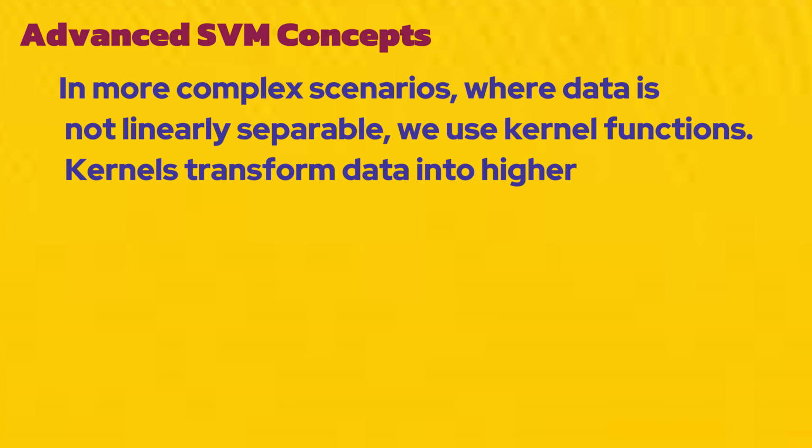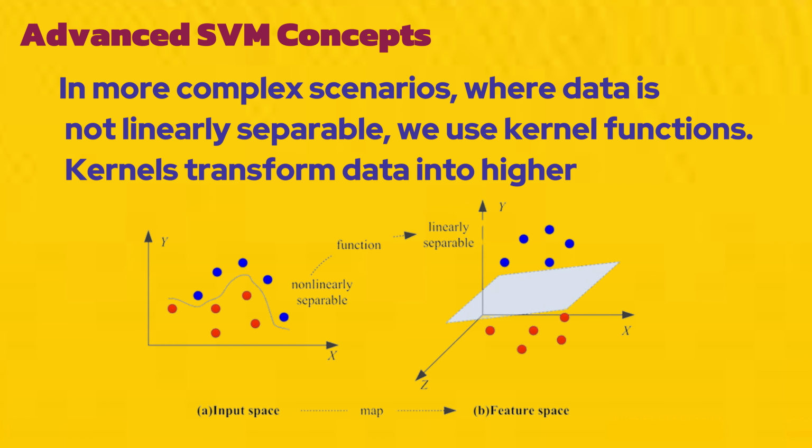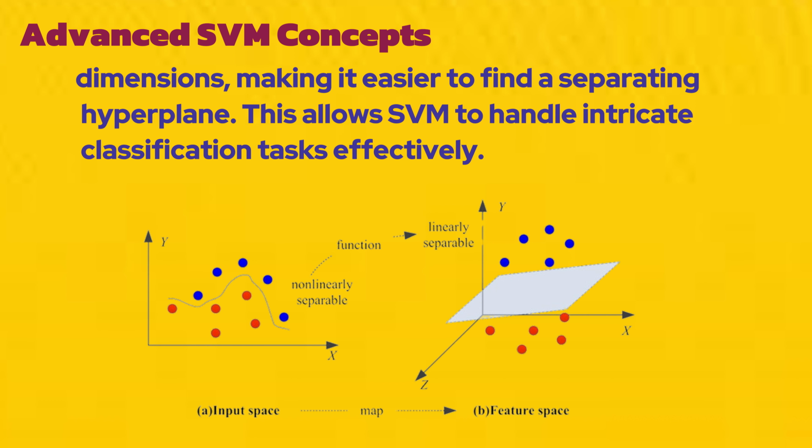Advanced SVM concepts. In more complex scenarios where the data is not linearly separable, we use kernel functions. Kernels transform data into higher dimensions, making it easier to find a separating hyperplane. This allows SVM to handle intricate classification tasks effectively.